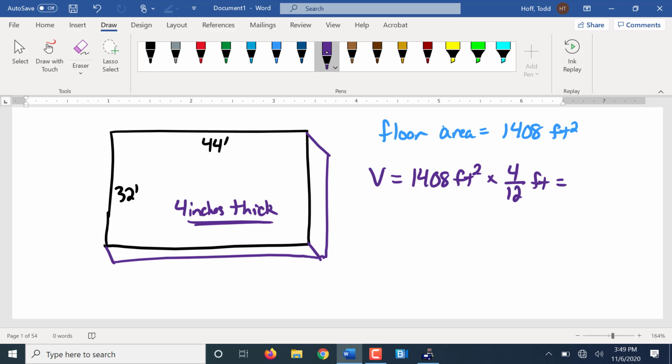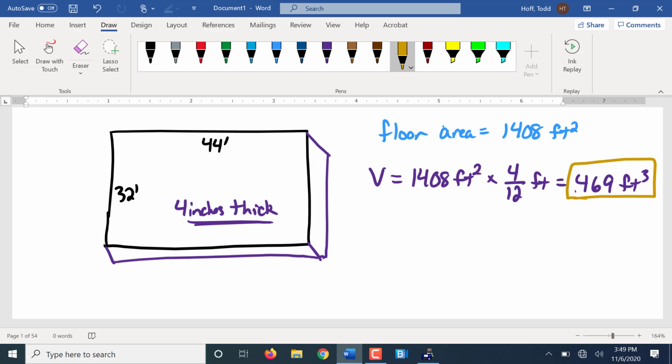So 1408 times 4 divided by 12 is 469 cubic feet. That sounds about right. So we have 469 cubic feet. That's the volume of the concrete for that basement floor. Another reason why I do area of the base times the height is that it's pretty simple to do it that way.